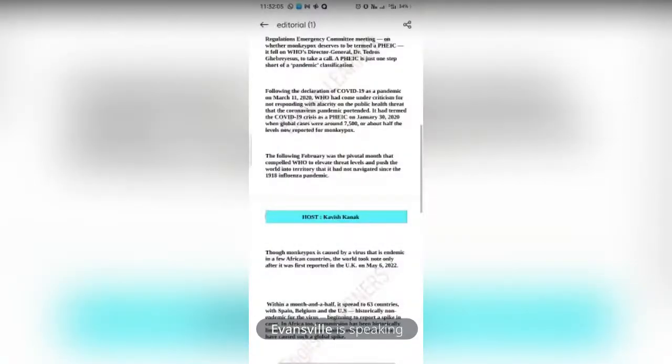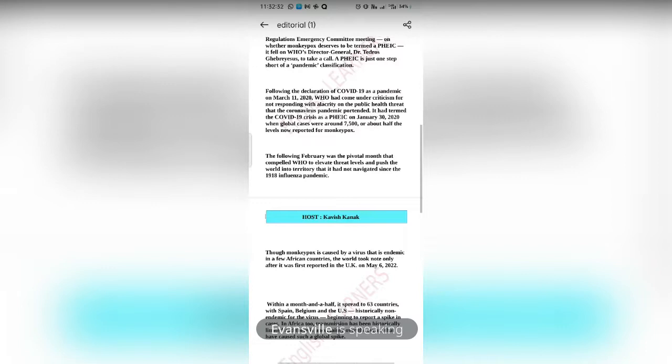Following the declaration of COVID-19 as a pandemic on March 11, 2020, WHO had come under criticism for not responding with alacrity on the public health threat that the coronavirus pandemic portended. It had termed the COVID-19 crisis as a PHEIC on January 30, 2020, when global cases were around 7,500 or about half the levels now reported for monkeypox.